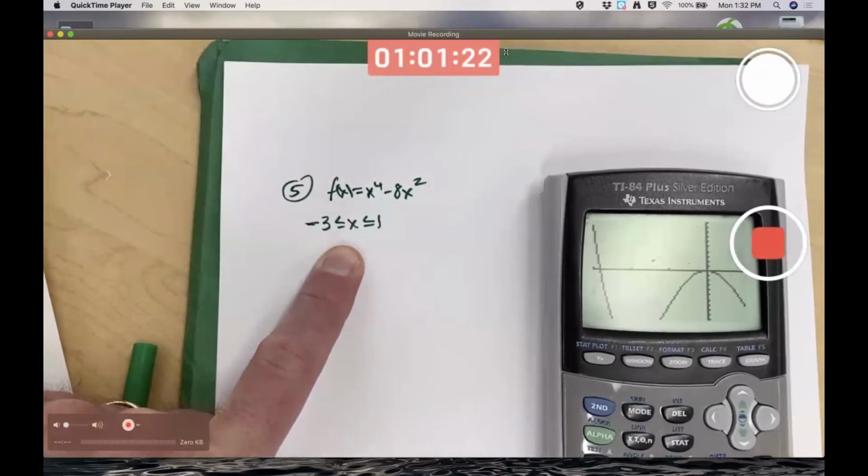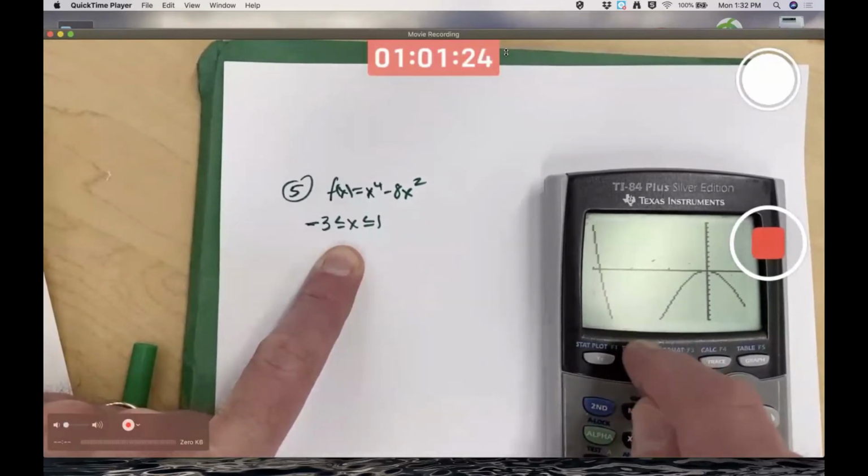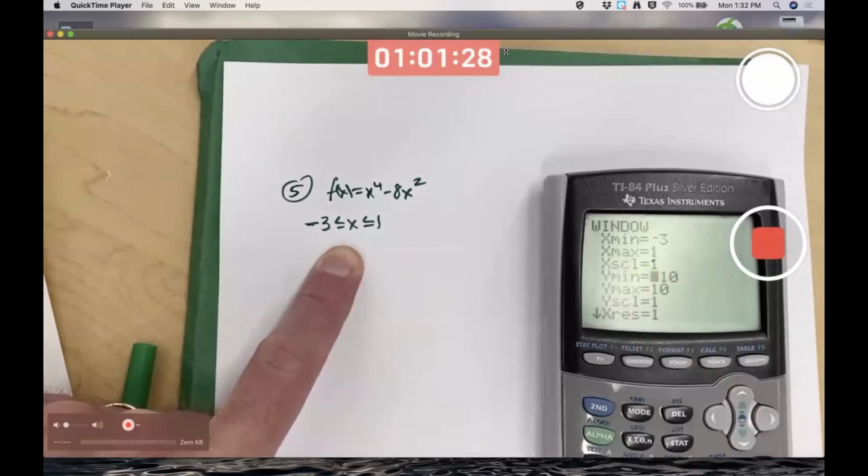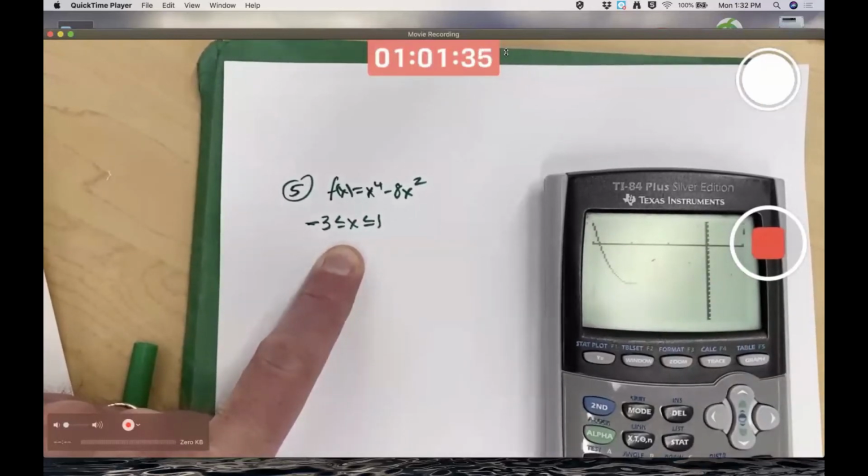Okay, there we're seeing most of the graph. The part we're missing is the part over here. Let's go down further in the y direction, maybe to -30, just to play it safe. There we go. There's the graph.